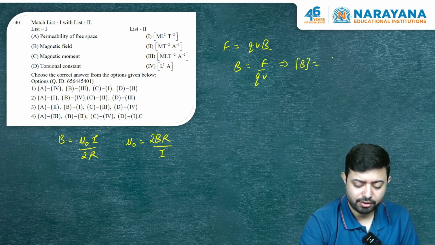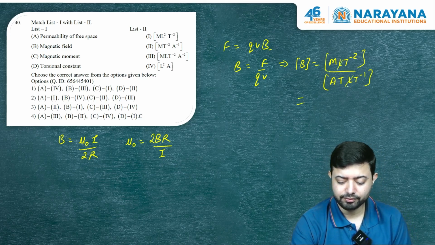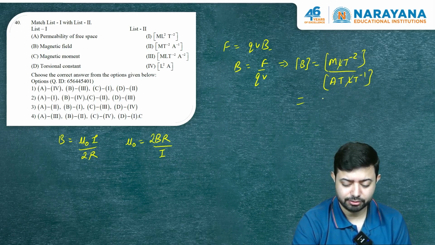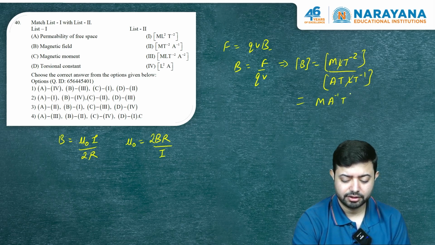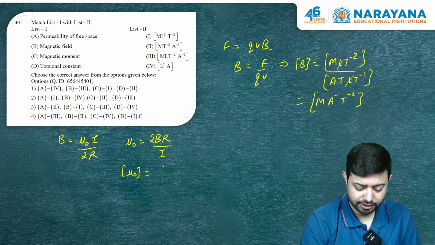It is the dimension formula of F, which is M L T to the power minus 2. Charge is current into time, so A T, then velocity is L T to the power minus 1. How much do we get at the end? L cancels, T to the power minus 1 into T to the power minus 2, so M A to the power minus 1 T to the power minus 2. This is my B. So what will the dimension formula of mu naught be?